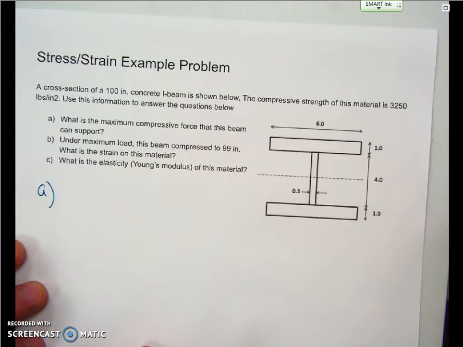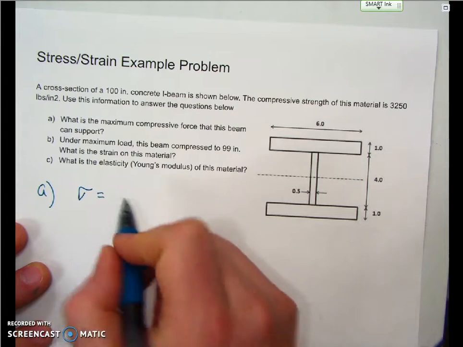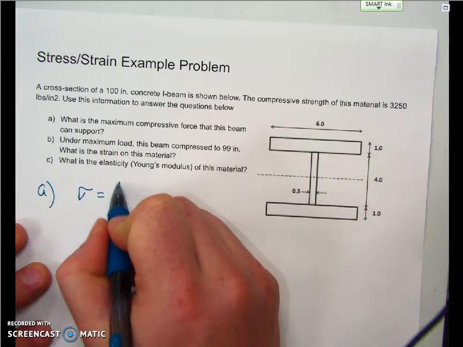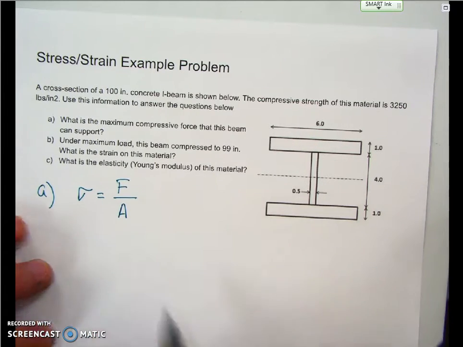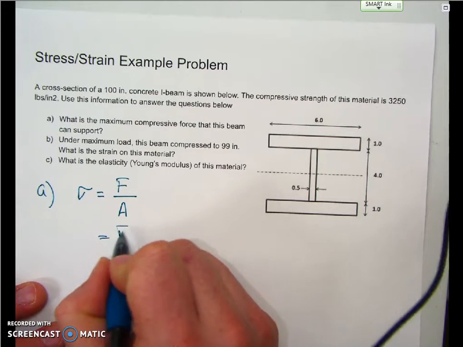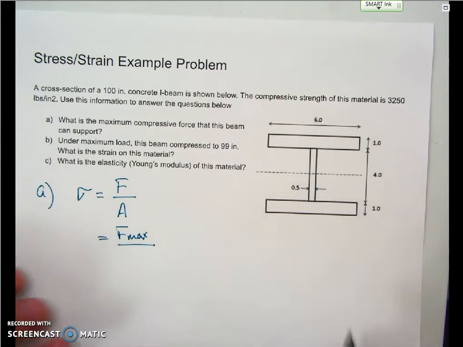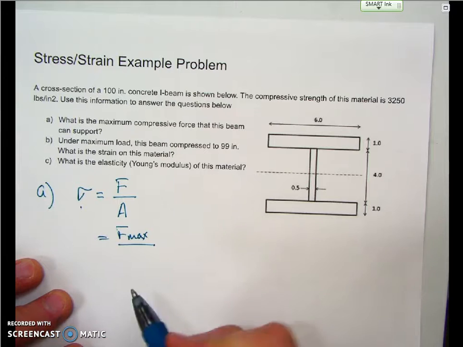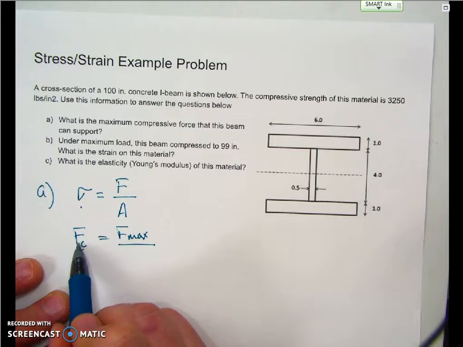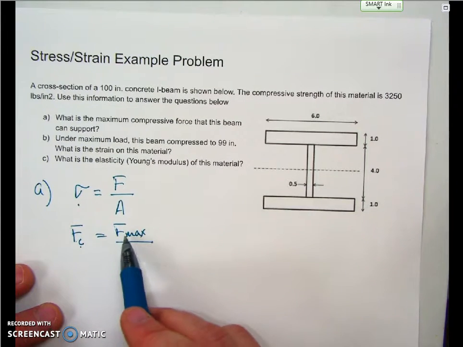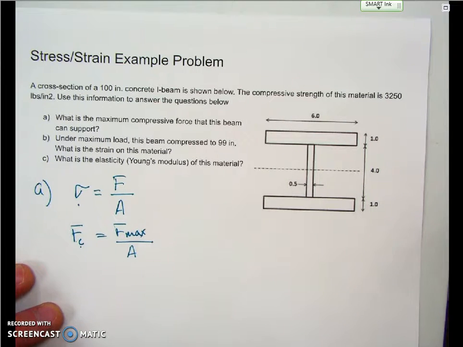So let's start with A. It's asking about the maximum compressive force that this beam can support. And that's going back to our stress equation. So let me write out our stress equation. Stress is equal to force divided by area. Now when I'm talking about the maximum force, so this is F max, I'm going to replace F by F max. At the maximum force, the stress on the material is actually the strength of the material. So that's what we call sigma sub C, the compressive force that the material can withstand. And this is the actual force being applied to my material divided by the area.